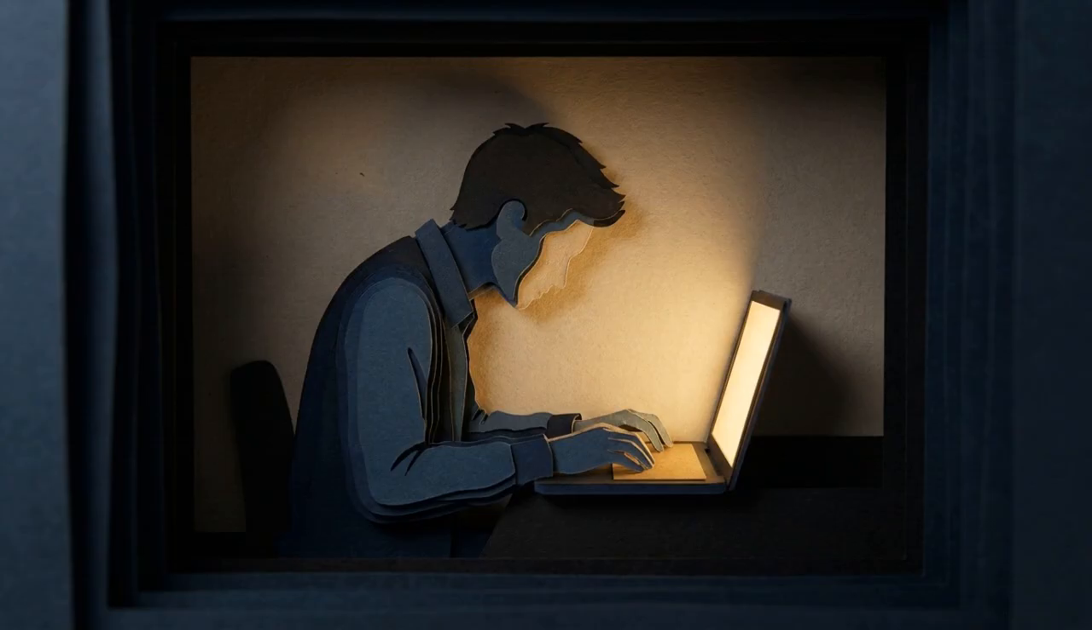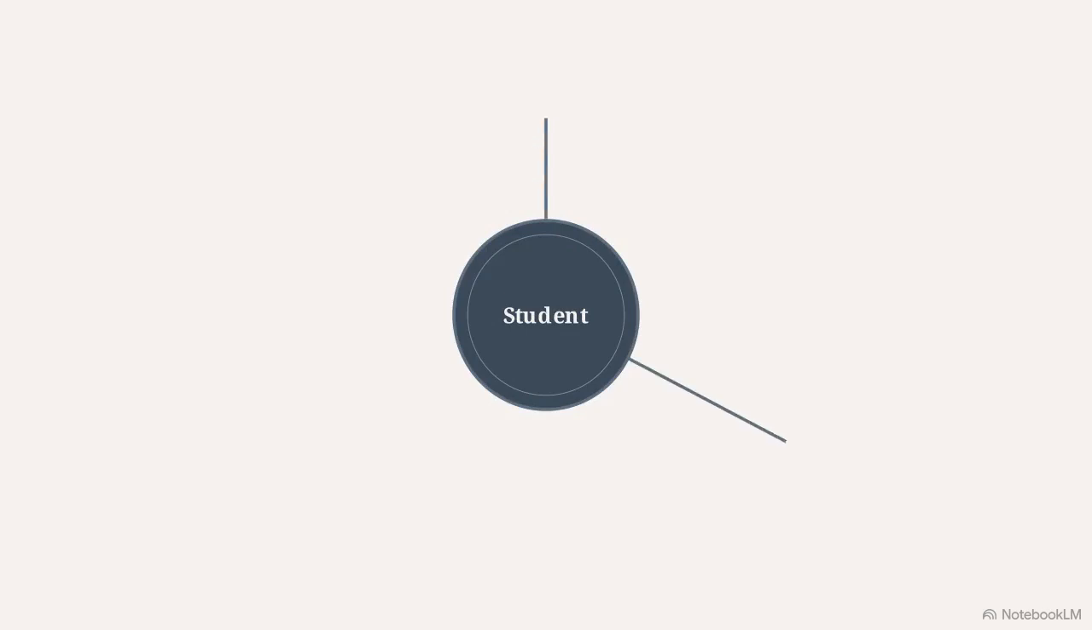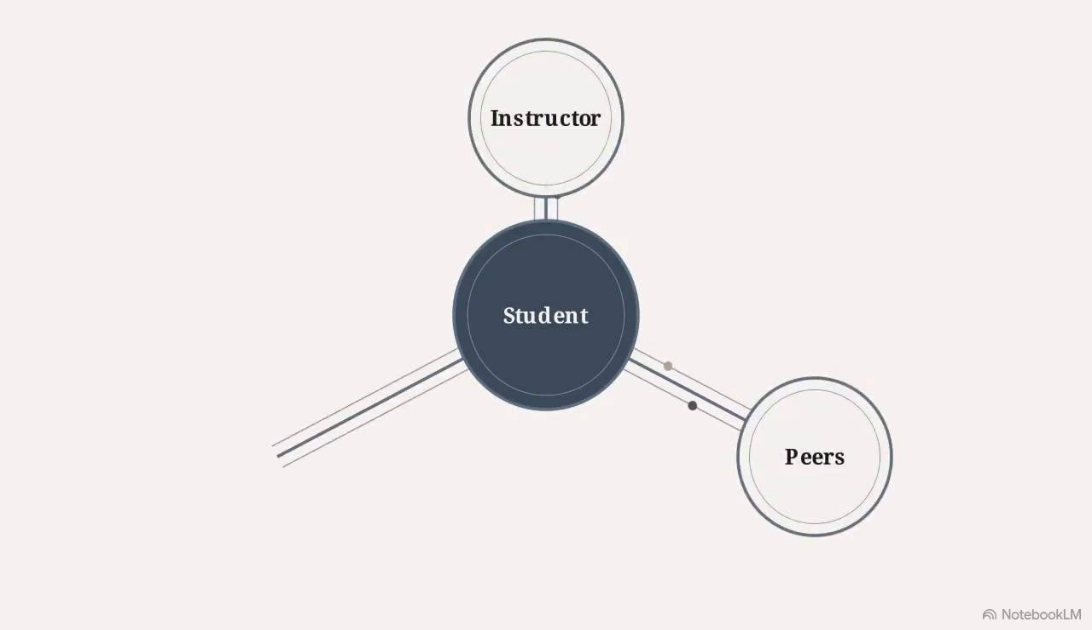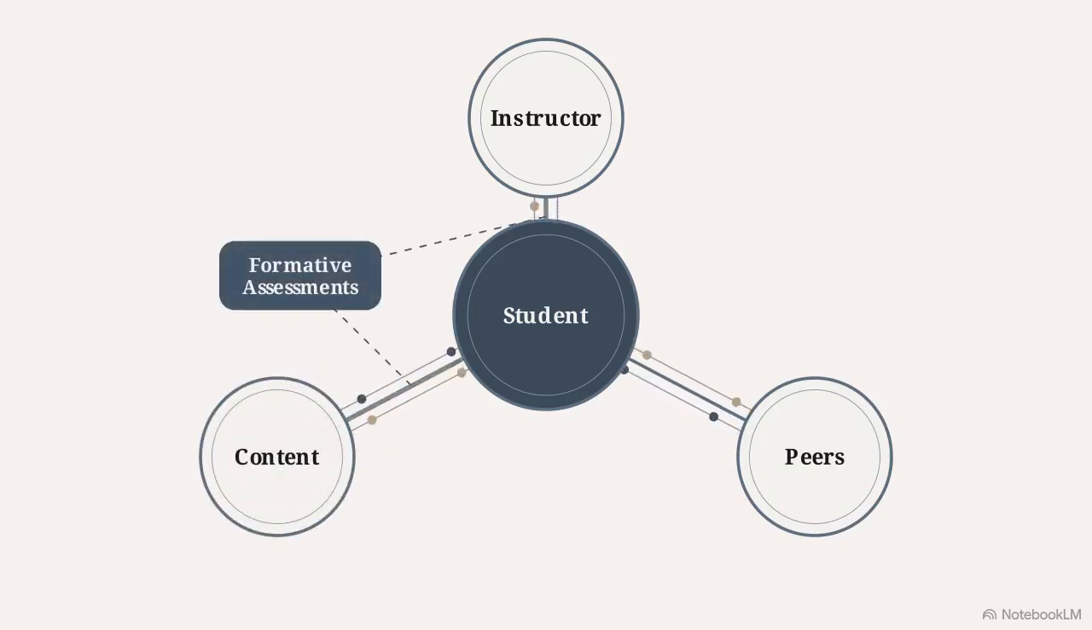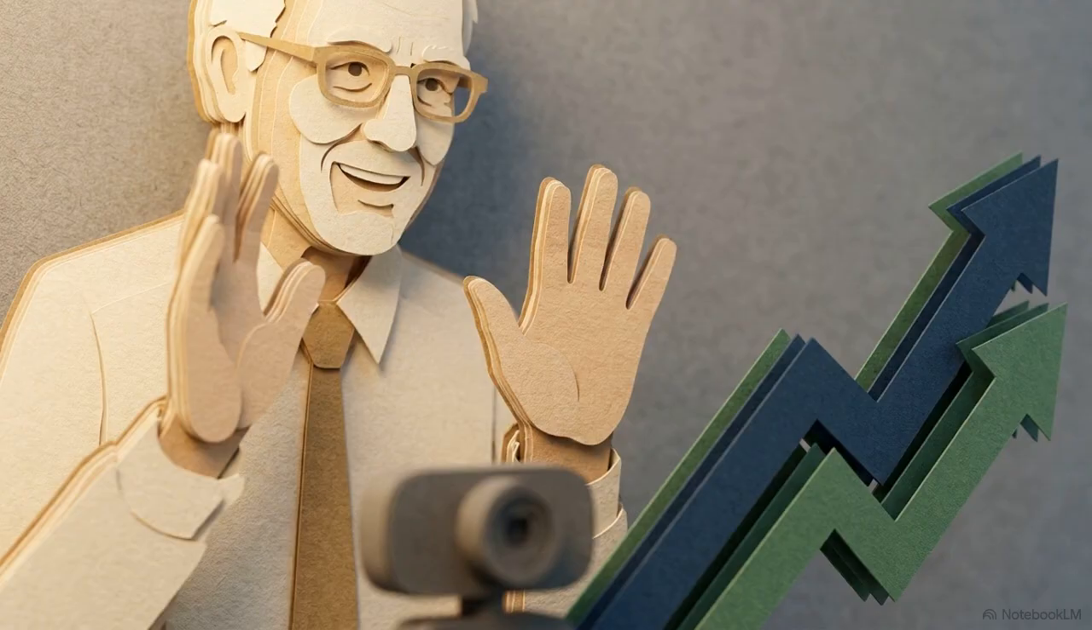We have to address the primary psychological driver of the online efficacy penalty: student isolation. Decades of SOTL research prove that interaction is the single highest impact practice for retaining students. Look at this network. The design must establish specific engineered pathways: student-instructor, student-peer, and student-content interaction. You build these pathways digitally using structured, low-stakes formative assessments, collaborative document editing, and peer review tools.